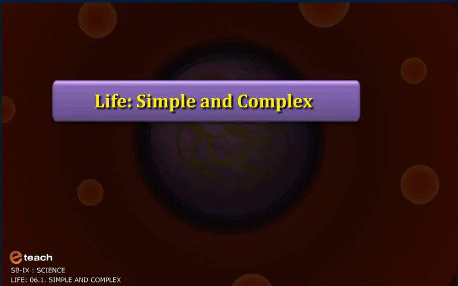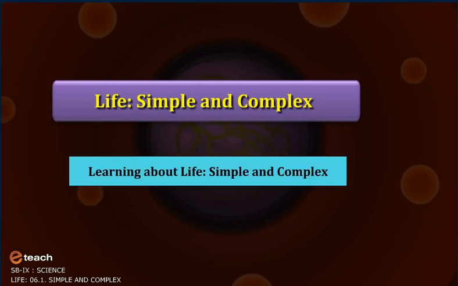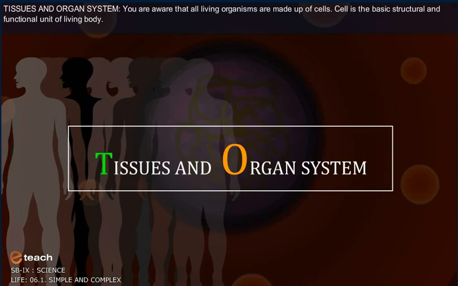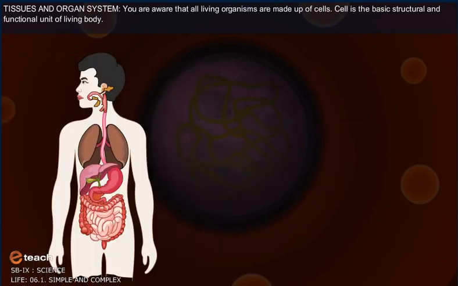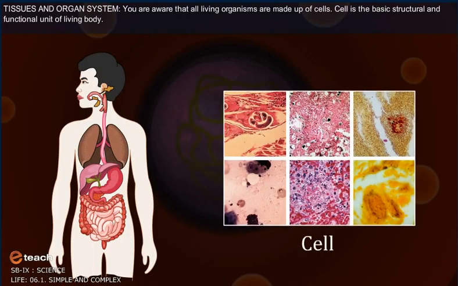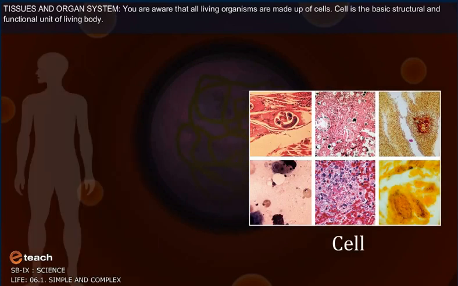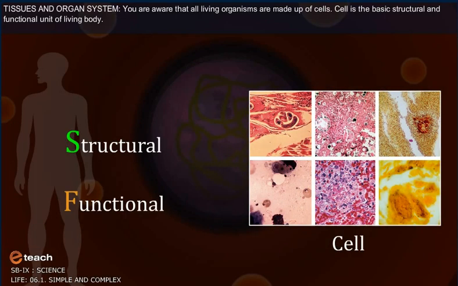Life, simple and complex. Learning about life, simple and complex. Tissues and organ system. You are aware that all living organisms are made up of cells. Cell is the basic structural and functional unit of living body.